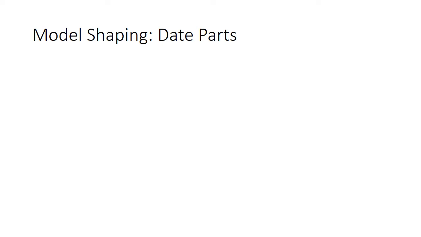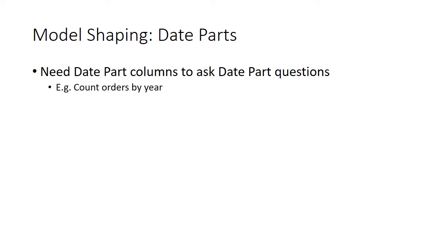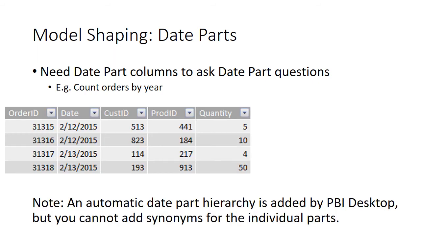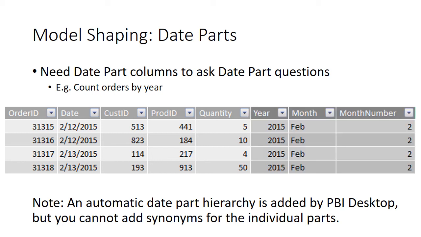The last two examples of model shaping relate to calculations you'll typically want to add to your model, even if you have well-structured source tables. First, date parts. Consider this orders table with a date column in it. Questions like count orders by year will work because Power BI Desktop adds an automatic date hierarchy for each date column. However, if you want to ask a question like count orders by order year, if for example there's more than one date associated with each order, you'll need to add the date part columns to the model yourself so you can control the column names. Note that if you add a textual month column, you should also add a month number column so that you can get your months to sort correctly.